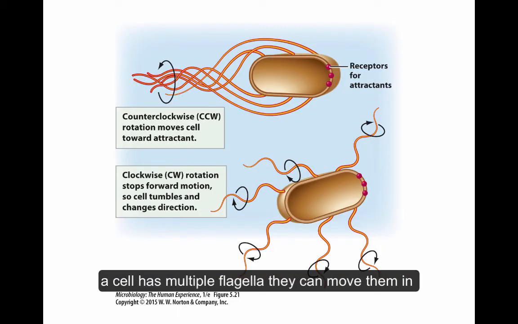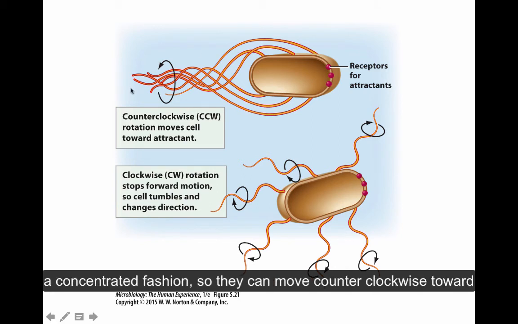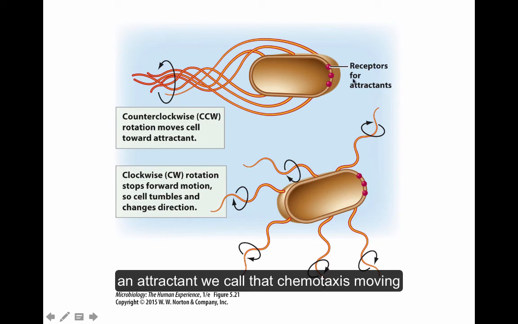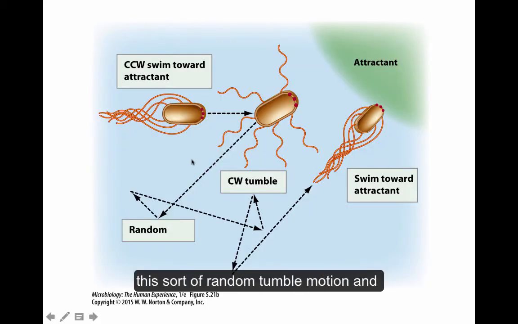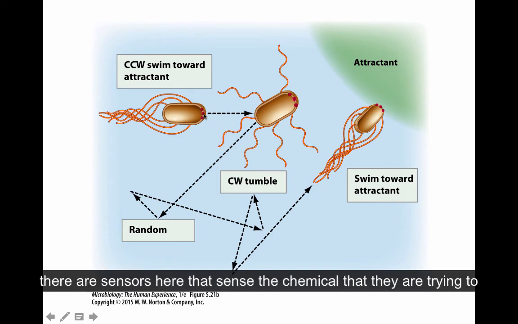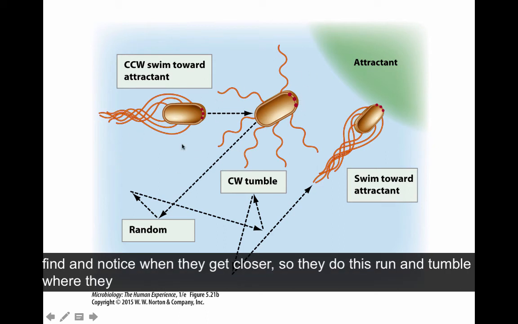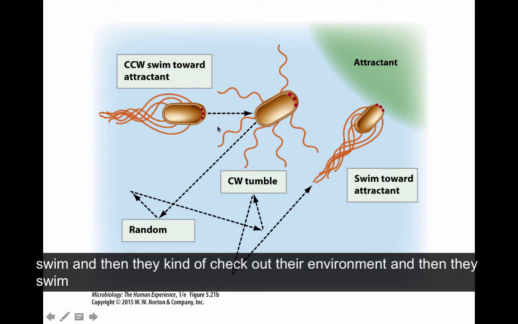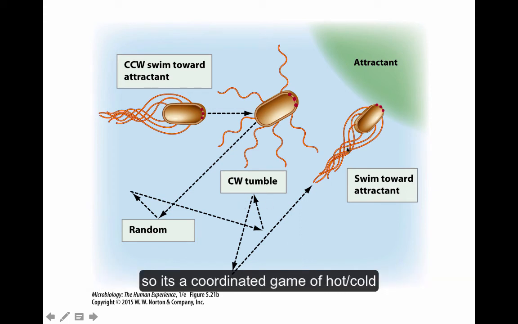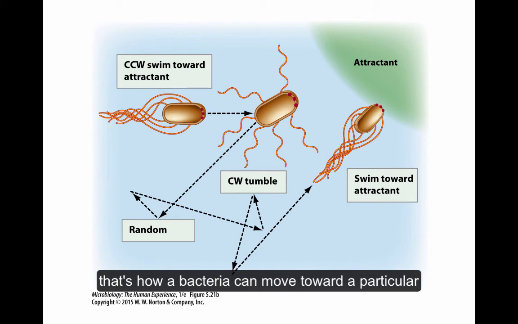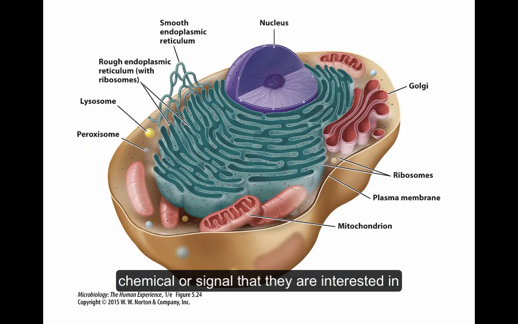And we know that even if a cell has multiple flagella, they can move them in concerted fashion. So they can move counterclockwise towards an attractant. So we call that chemotaxis, moving, the taxis part, towards a chemical. Right? And they can do this sort of random tumble motion, and their sensors here, these molecules that sense the chemical that they're trying to find, notice when they get closer. So they do this run and tumble where they swim and then they kind of check out the environment and then they swim and they say, oh, we're not very close. They swim, getting closer. So sort of like a coordinated game of hot-cold. That's how bacteria can move towards a particular chemical or signal that they are interested in.